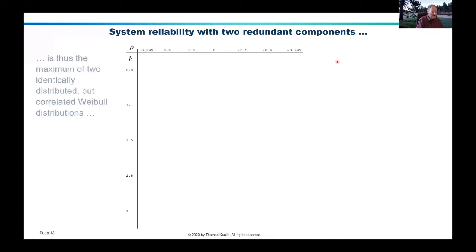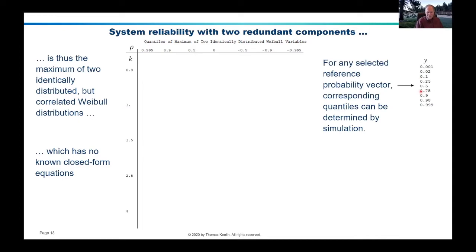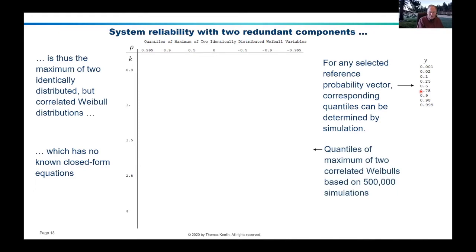But the question is, adding a redundant component is basically the maximum of two identically distributed but potentially correlated Weibull distributions, which has no known closed form. But it's a well-defined distribution as a function of the correlation coefficient rho and k. And for any selected reference probability vector, which is this one, we can, again, simulate it a large number of times. In this case, I did 500,000 simulations, which is about the most my particular computer can do in an hour. You may want to do more.